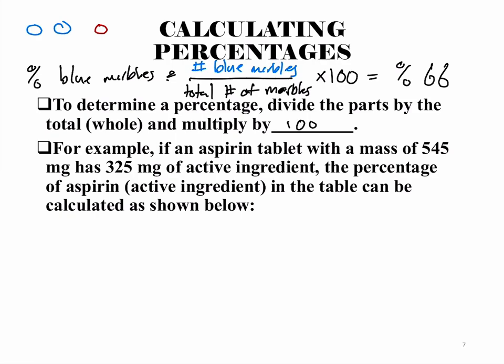So here we have an example. We have an aspirin tablet that has a mass of 545 milligrams, right? mg stands for milligrams. That would be the dimension or the unit of this quantity.